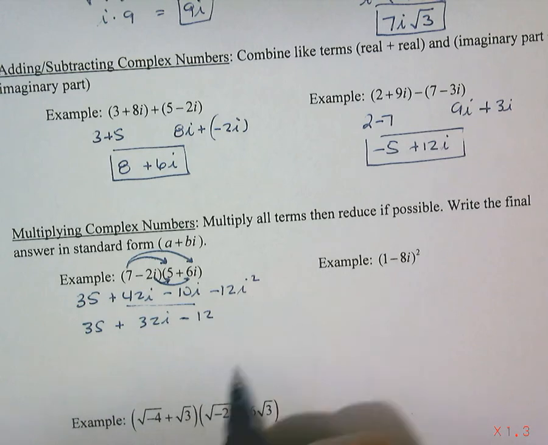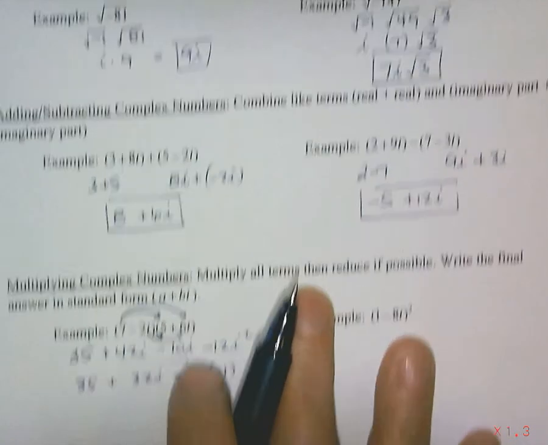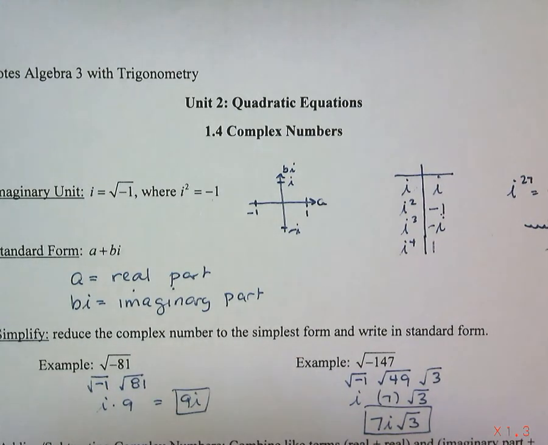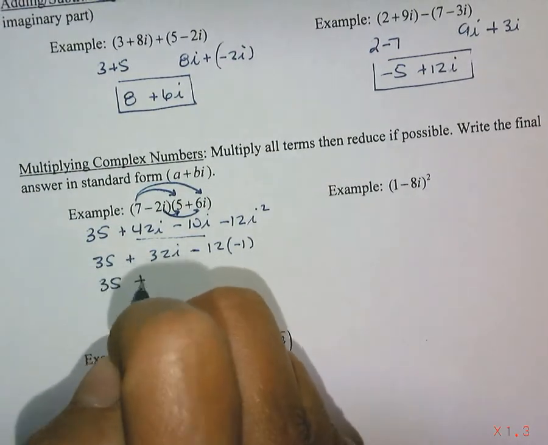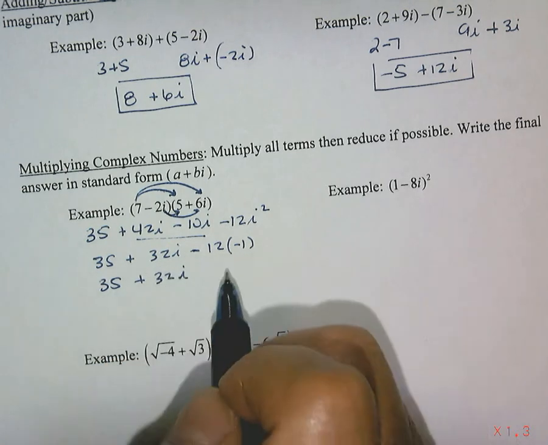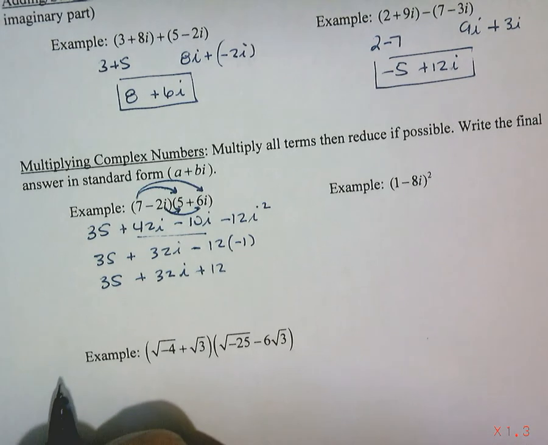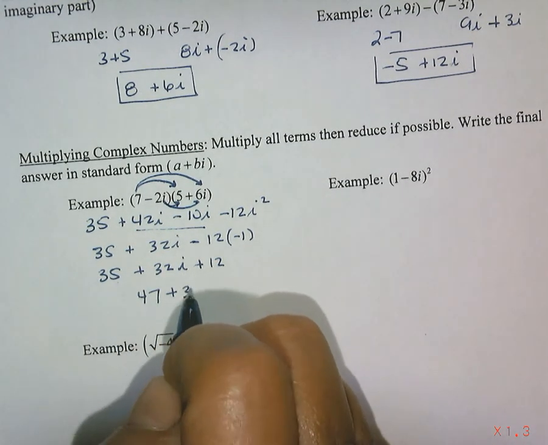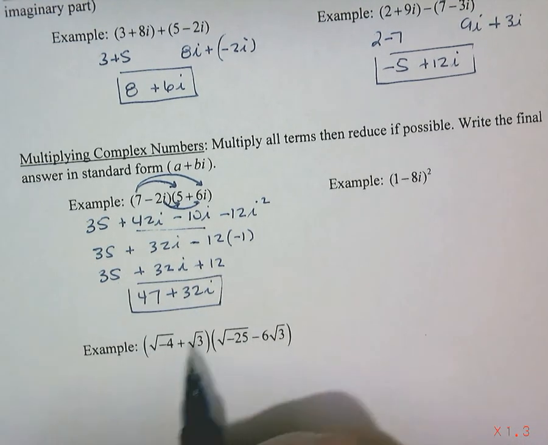I'm going to replace i squared with negative 1. And that goes all the way at the very beginning of the notes. I said i squared is equal to negative 1. So I'd have 35 plus 32i, and negative 12 multiplied by negative 1 would be a positive 12. Now I can combine 35 and 12. I get 47 plus 32i. And I would double check that.